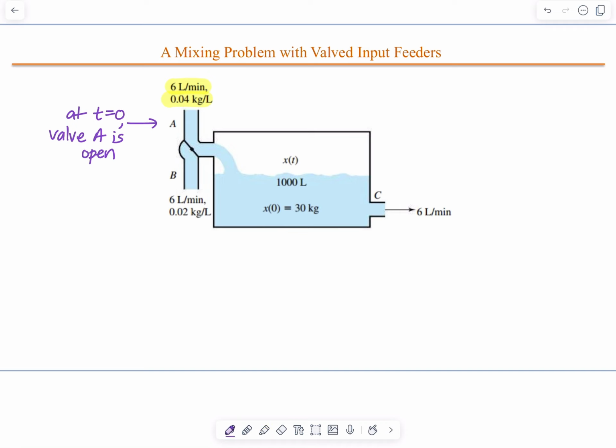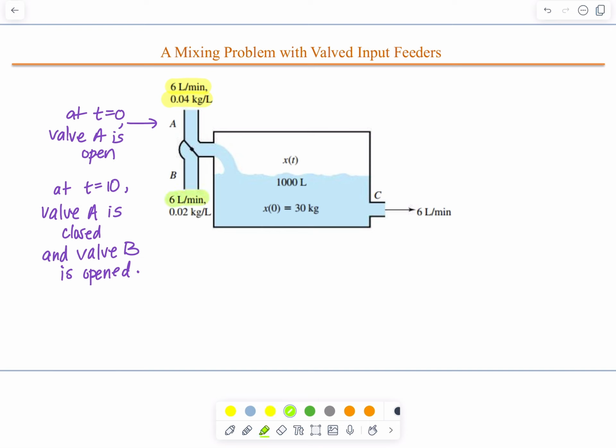At t equal to 10 minutes, valve A is closed and valve B is opened. And valve B delivers 6 liters per minute of a brine solution with concentration 0.02 kilograms per liter.